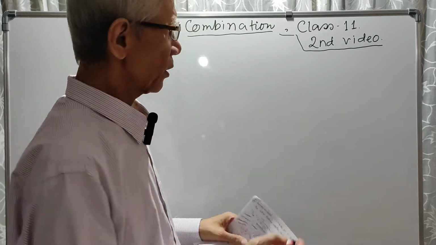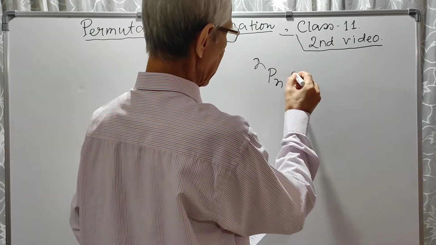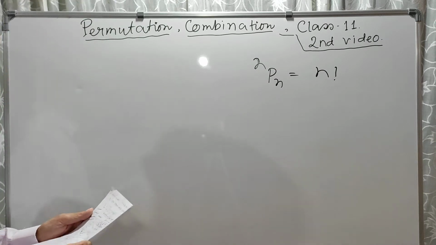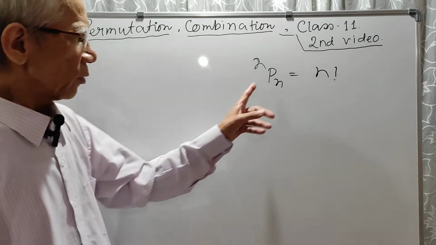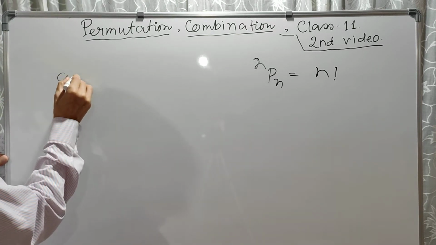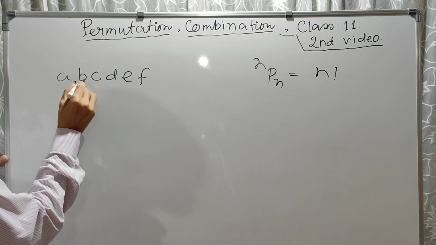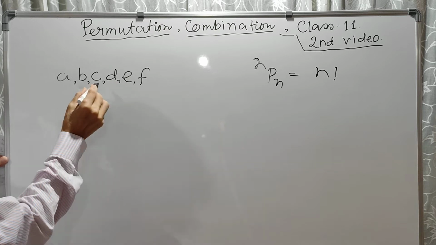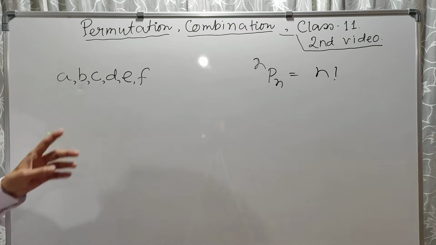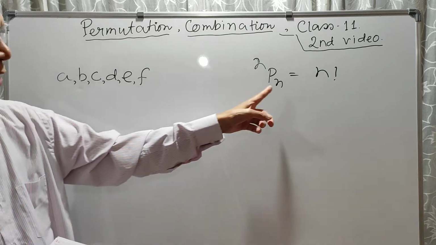Now last time, if you recollect, we did this formula: nPn equals what? Factorial n, isn't it? Now in this, suppose these are the 6 letters A, B, C, D, E, F. Now suppose you have to find the permutation of these 6 letters taking all at a time.